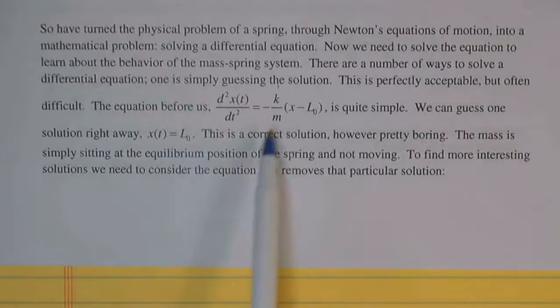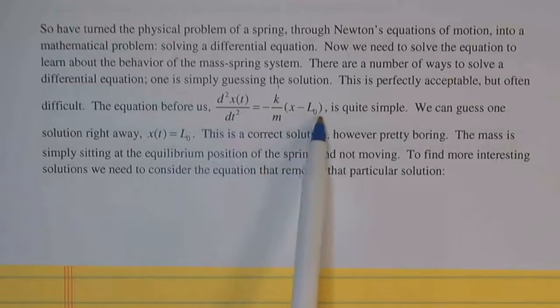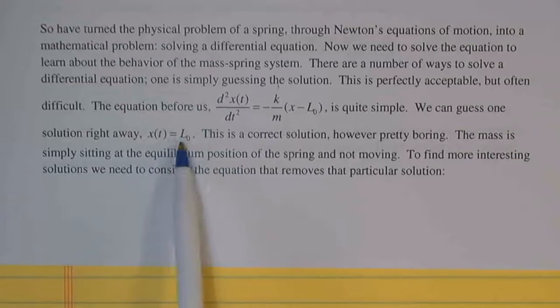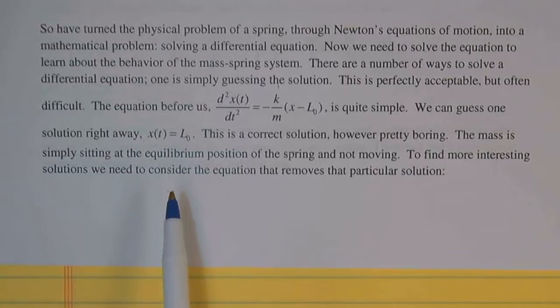And we can, in fact, by inspection, guess a solution to this right away. The first one I'm going to guess is that x of t equals L0. It's a trivial solution. It means place the mass at its equilibrium position and just let it go. And it just sits there.